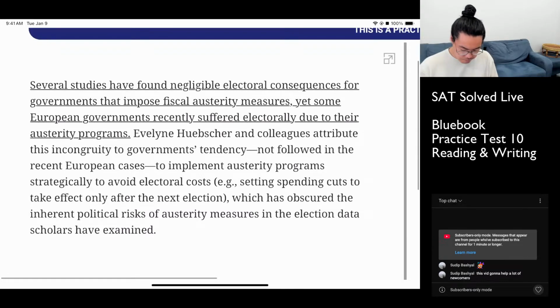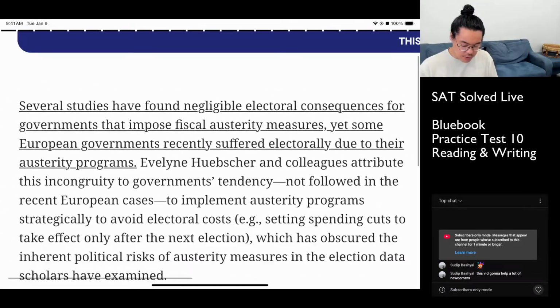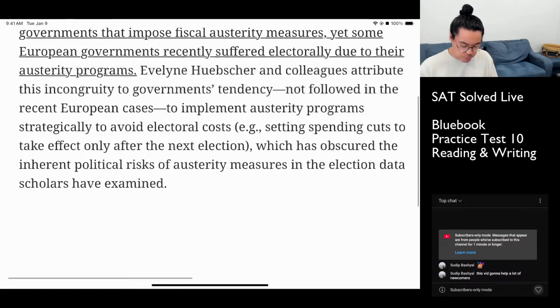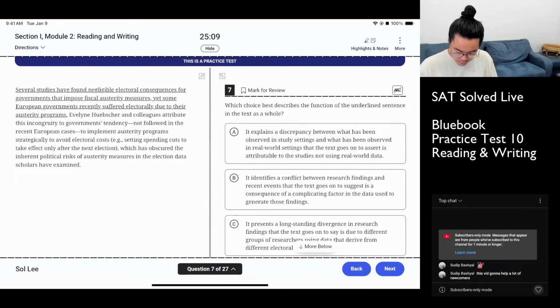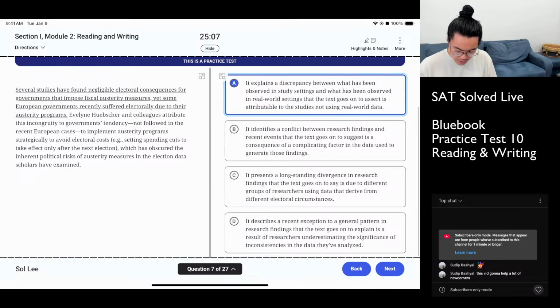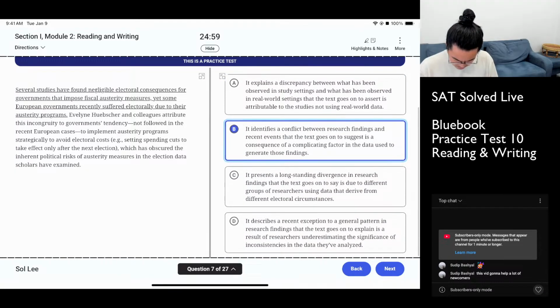Okay, so this is the intellectual/research problem that gets addressed. The function is to explain a problem. Real world is off topic. A problem, conflict with reason that goes on to general is a consequence of a complicating factor. The complicating factor is the mechanisms.